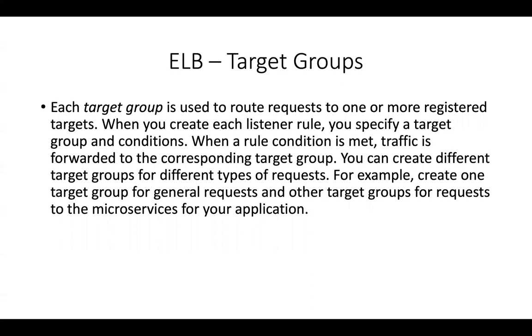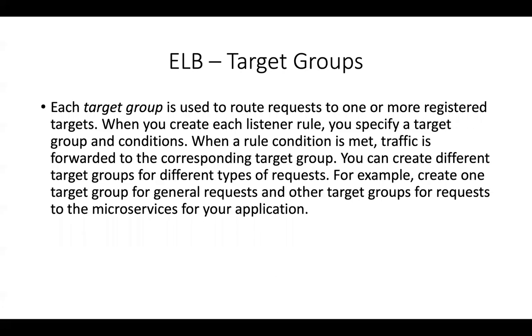For example, you can create one target group for general requests and other target groups for other microservices of your application. One classic example would be the Flipkart application: if you have 5 different microservices, you can have 5 different target groups for those microservices. For example, the product service, the review service, the user service, the category service, the order service, and so on.